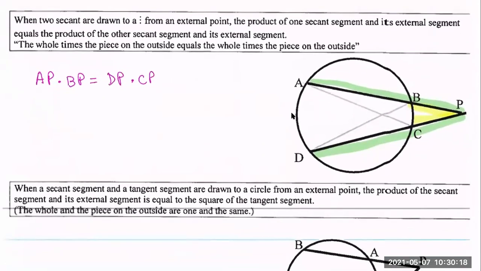So the whole length of the secant segment times the piece on the outside equals the whole times the piece on the outside.